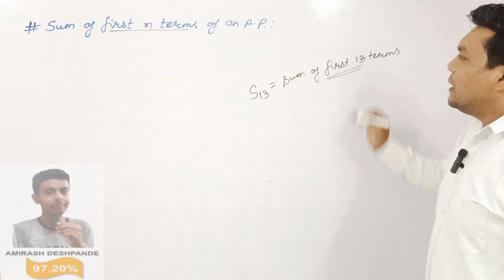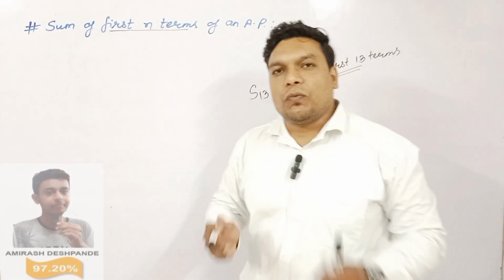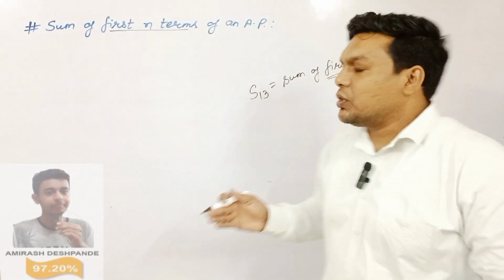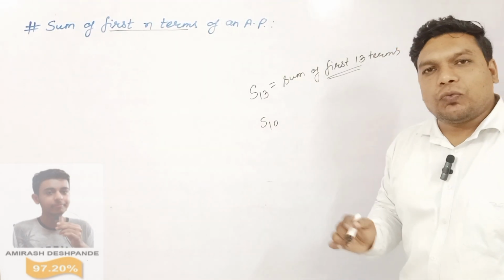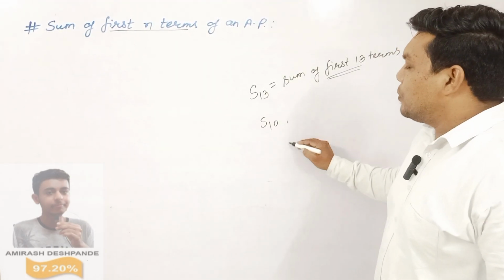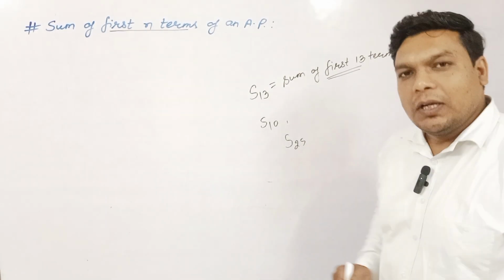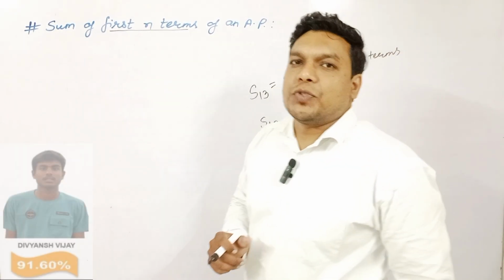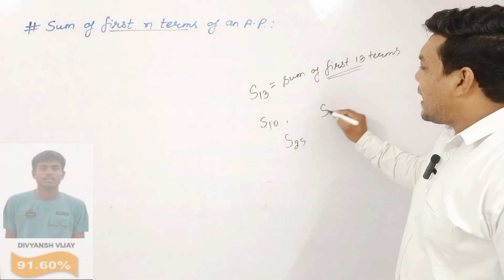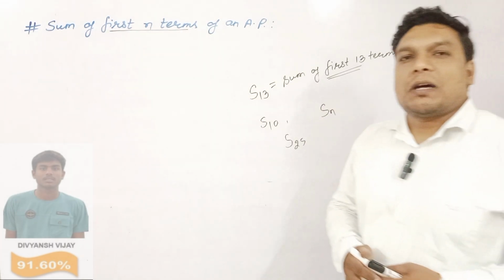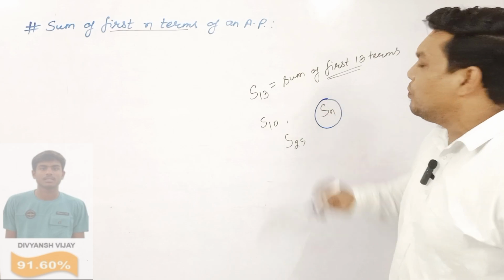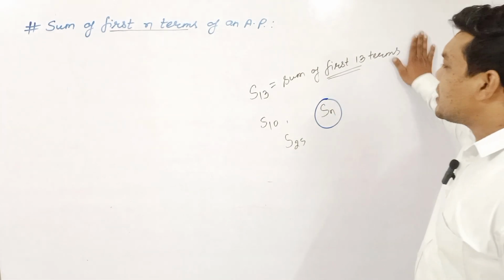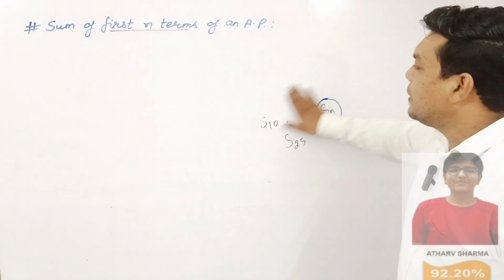Okay, notice this thing. It is sum of first 13 terms, that is from first term to 13th term, their sum will be S13. If you write S10, it is sum of first 10 terms. If we write, suppose, S25, it is sum of first 25 terms. Similarly, if you are saying Sn, it is sum of first n terms. So we are going to derive the formula for Sn. What will be sum of first n terms of the AP?